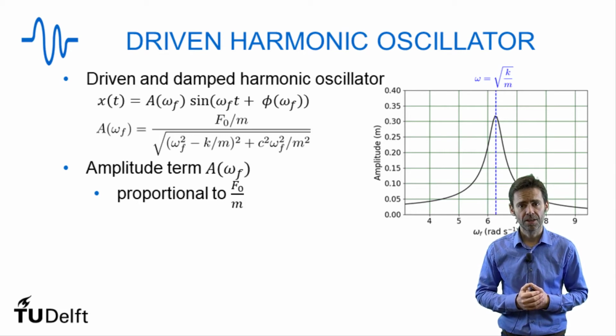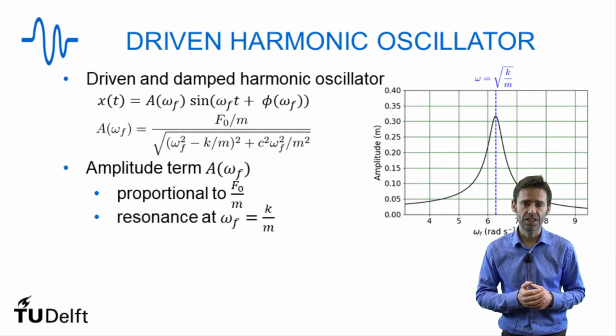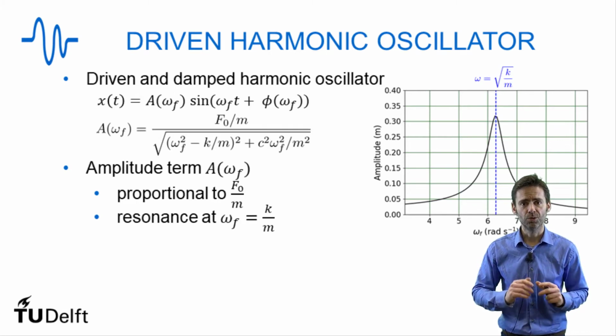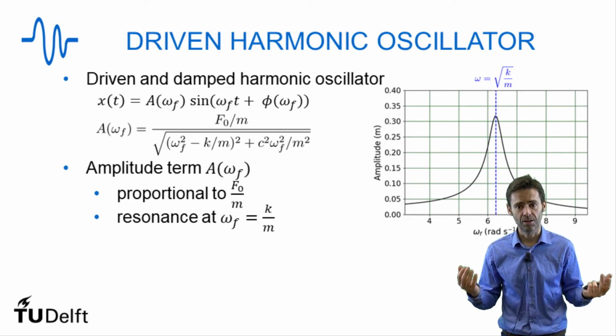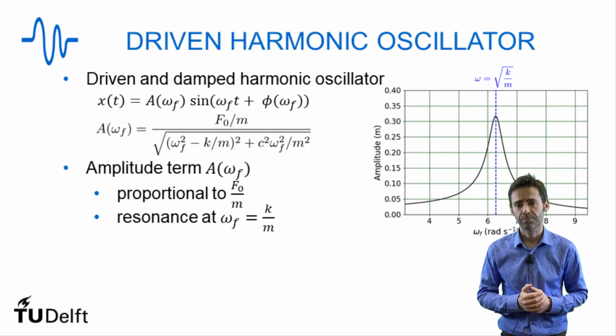Now, secondly, there's a term in the denominator, omega_f squared minus k over m, and that squared, that can become 0. If that becomes 0, then essentially we're in the condition of resonance. That means that omega_f squared is equal to k over m. So the driving frequency is equal to the natural frequency. And then the amplitude, of course, becomes large if this term is 0.